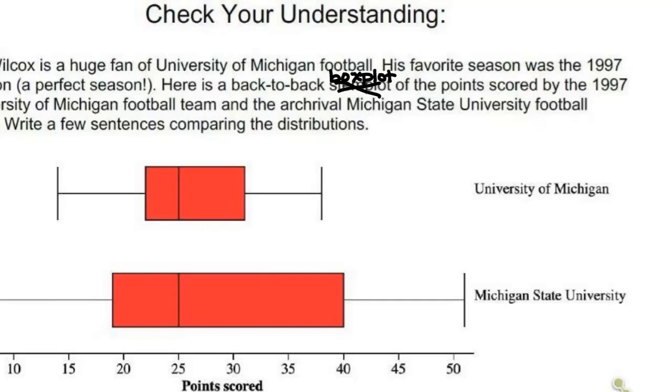You need a sentence that is comparing the centers. You need a sentence that's comparing the variability. And you need to work context in there along with your comparative language. So write a few sentences, at least 3, that is comparing these two distributions. Let's take about 5 minutes to see what you can come up with, and then we'll compare yours to mine.